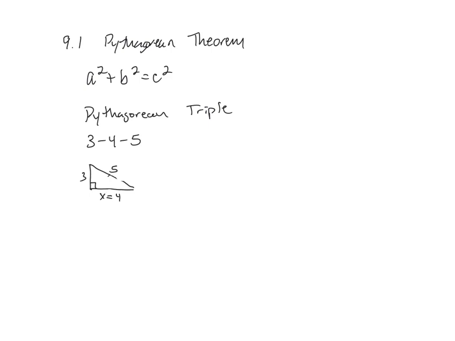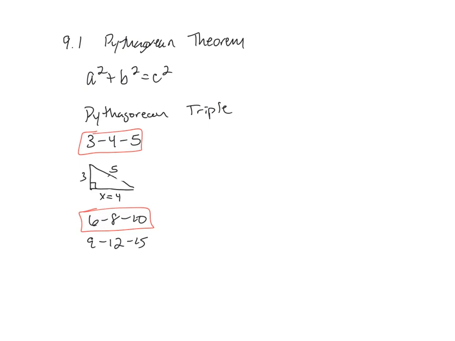Okay, and then you can do times 2, times 3, and so on. So you'll see, for sure you will see 3, 4, 5. You'll see 6, 8, 10 quite a bit also. It's just a larger 3, 4, 5 triangle.